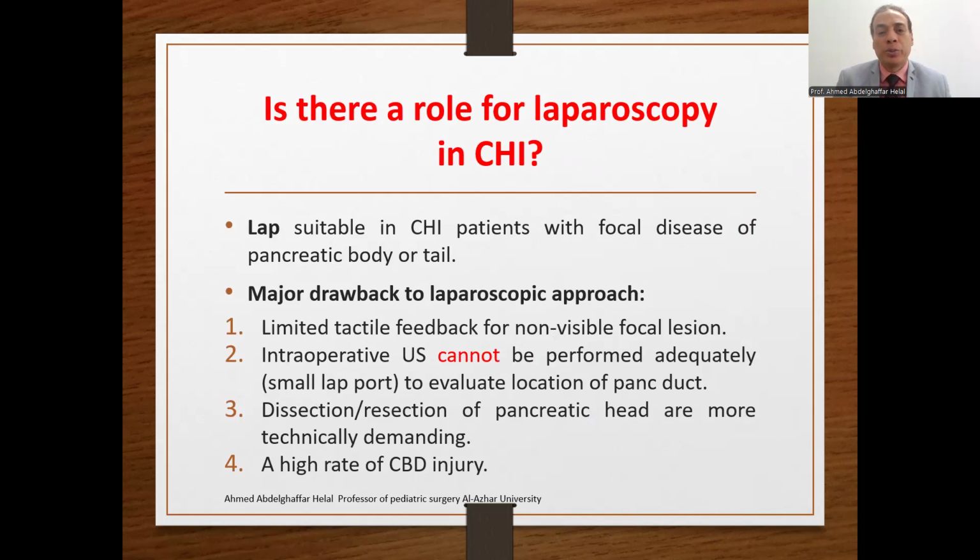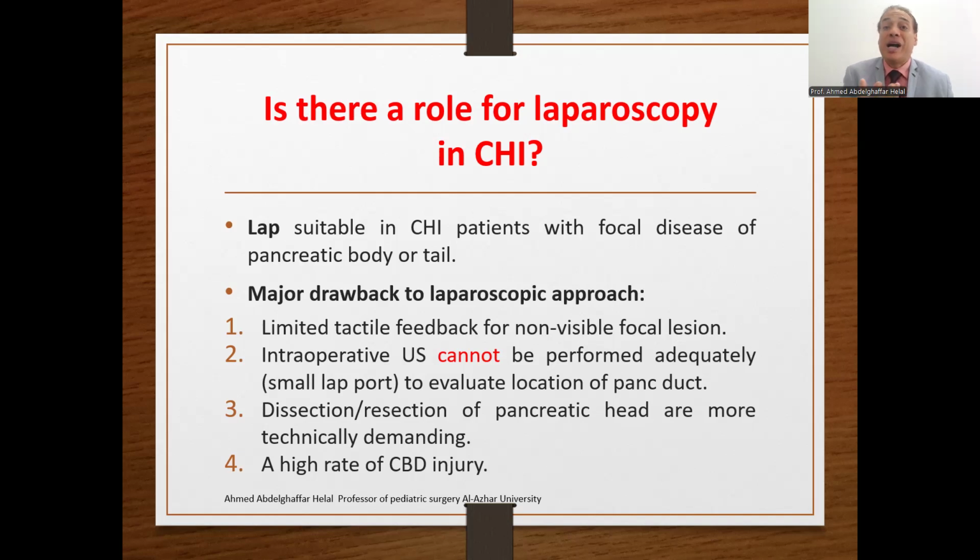Laparoscopy is particularly suitable in congenital hyperinsulinism with focal disease localized in the pancreatic body and the tail. However, it's very difficult to perform laparoscopy for lesions in the head because you cannot guarantee against injury of the common bile duct. The major drawback of the laparoscopic approach in congenital hyperinsulinism is limited tactile feedback. As we said, you feel the focal lesion as firmer than the surrounding structures. Here you lose the tactile feedback of a non-visible focal lesion.